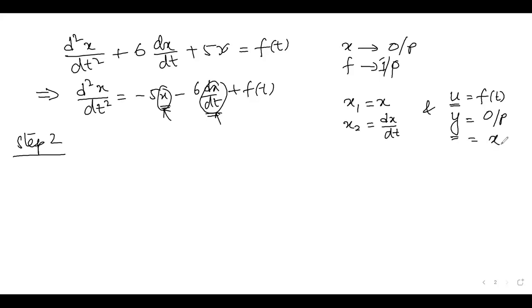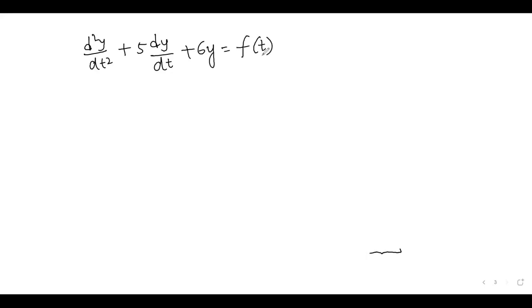Let us take a simple example, say d2y. Follow, you will understand. So this equation, you want to represent this equation in state variable form. So for the first step, what is the first step?